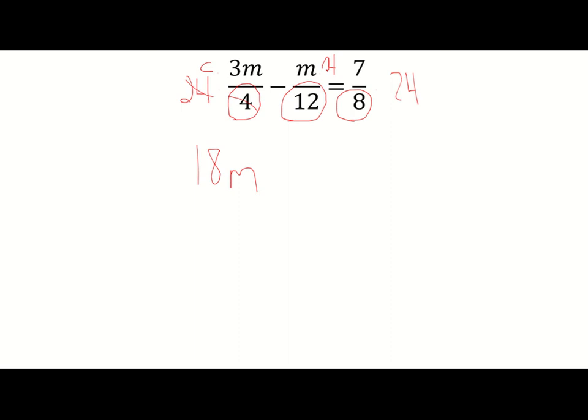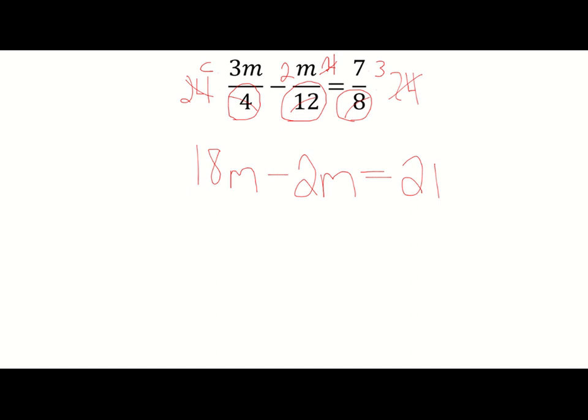I then repeat the process with the next one, m over 12, multiplying it by 24. Well, 12 goes into 24 2 times. So essentially I'm multiplying the m by 2. So I'm subtracting 2m. The 12 canceled out again because it goes into 24. And then lastly, 7 over 8 with the 24. 8 goes into 24 3 times. So I'm multiplying 7 by 3, and that's 21. Again, the 8 cleared out because it went into 24.